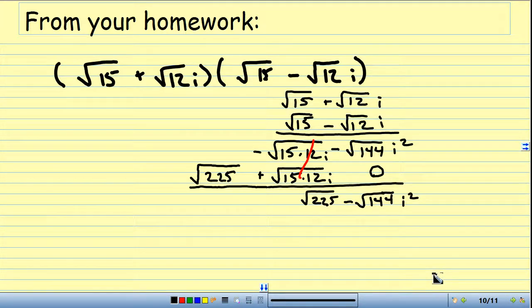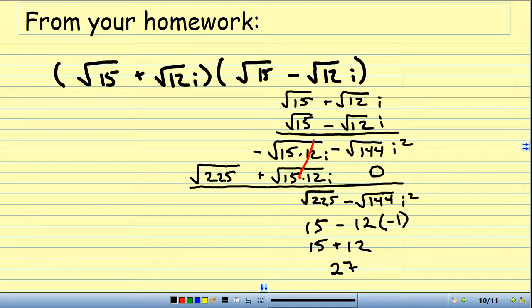Now, we already know square root of 225. That's 15. Square root of 144, oh, that's 12, i squared times negative 1. So I've got 15 plus 12. All right, 27. And there you are.